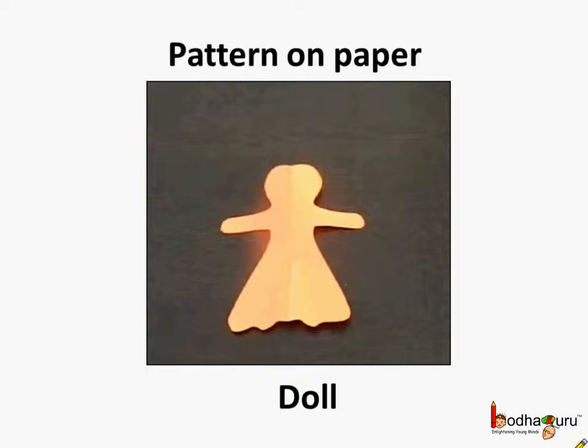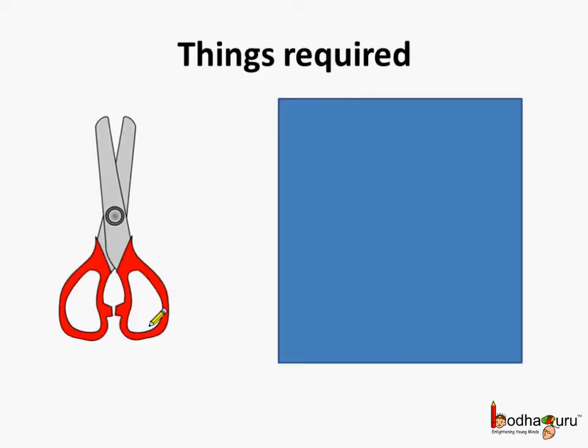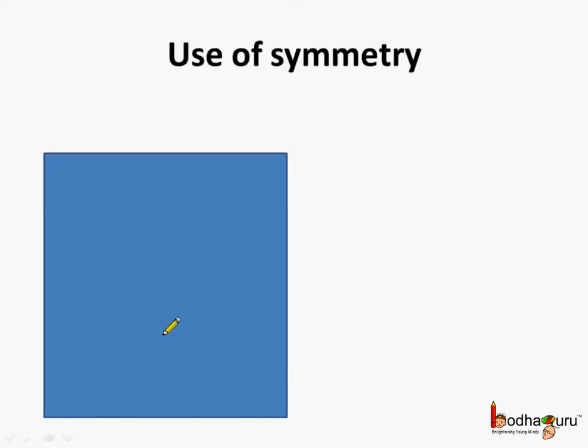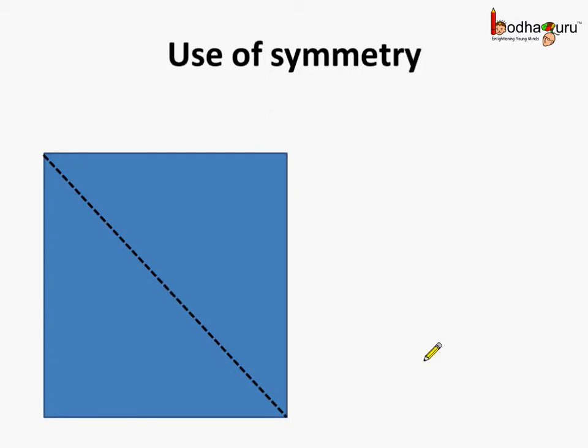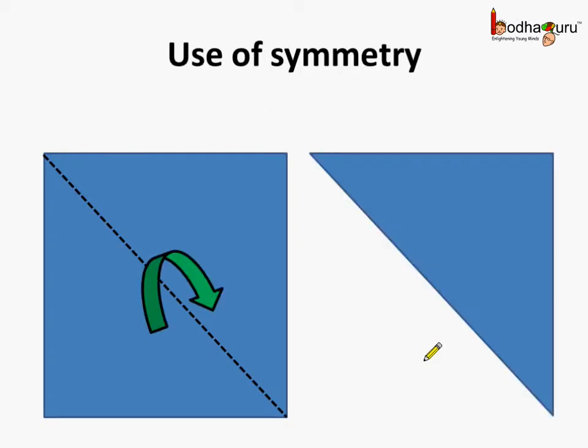Let us see how. For this, we just require a pair of scissors and a colorful sheet of paper, which we can cut in square shape. So, this is a sheet of paper which is square in shape. Now, let us fold it along this line. So, after folding along this line, we get paper in this shape.